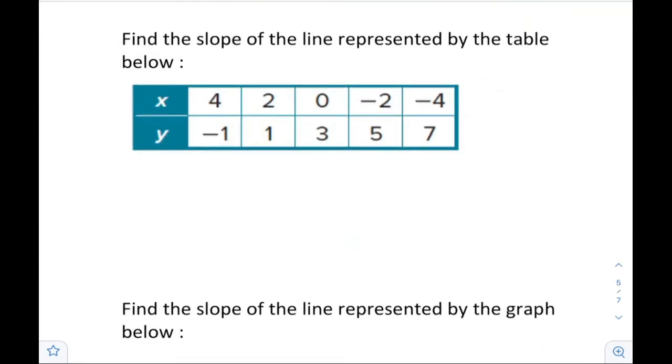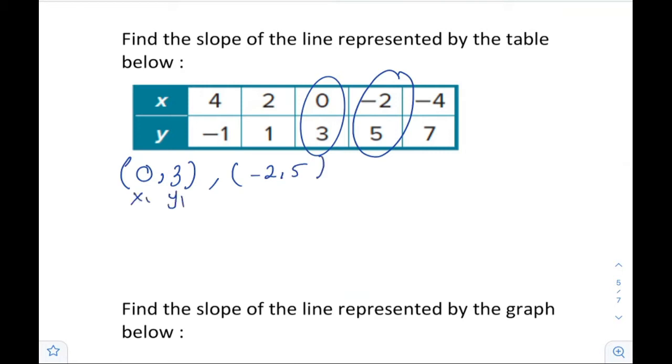Now, what if you are asked to find the slope of a line represented by the table below? Any table. As we have done in the previous video, we will choose any 2 points. You can choose, for example, this point and this point, any 2 points. You are free to choose any 2 points. So our first point would be 0, 3. The second point is -2 and 5. So this one x1, y1, x2, y2, and we will apply the formula y2 minus y1 over x2 minus x1.